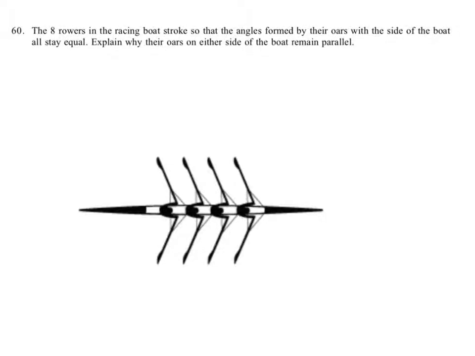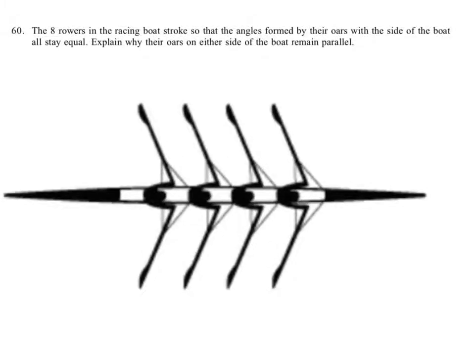Okay. 8 rowers in a racing boat stroke so that the angles formed by their oars with the side of the boat all stay equal. Explain why their oars on either side of the boat remain parallel. So what they're talking about is that all of these oars are parallel to each other and all of these oars are parallel to each other. They're clearly not all parallel all the way around, right? But on each side they are.